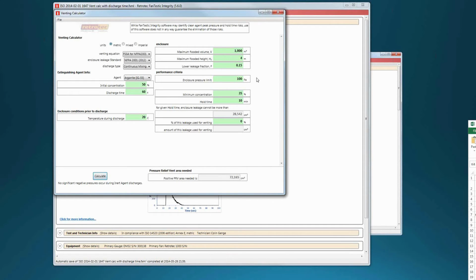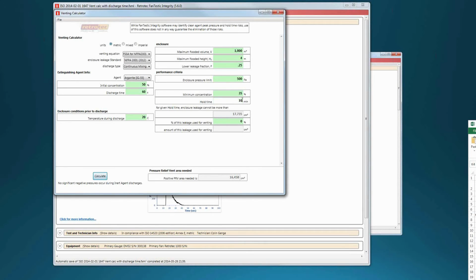In this particular case, if we're looking at continuous mixing, we can be adjusting these initial concentrations and find out what they are. So let's just go back to a reasonable peak pressure value of 500 pascals, and put a reasonable lower leak fraction of 0.25, which is something that you have to measure, by the way, and we'll get on to how we measure that later.